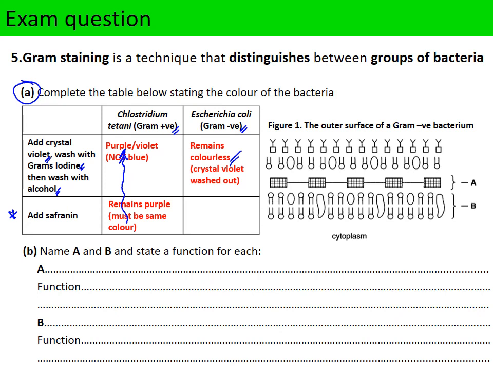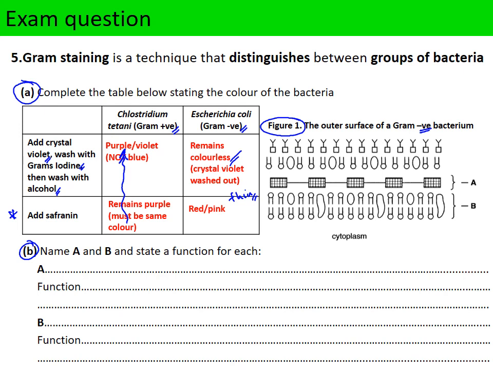Now we know E. coli is gram-negative bacteria. When we add safranin, well, this safranin now combines to the very thin layer of peptidoglycan, and that's going to make them appear a reddish pink colour. Now the diagram on the right hand side in figure 1 is the structure of a gram-negative bacterium like E. coli in the table. And question B says name structures A and B in figure 1 and then state the function of both.